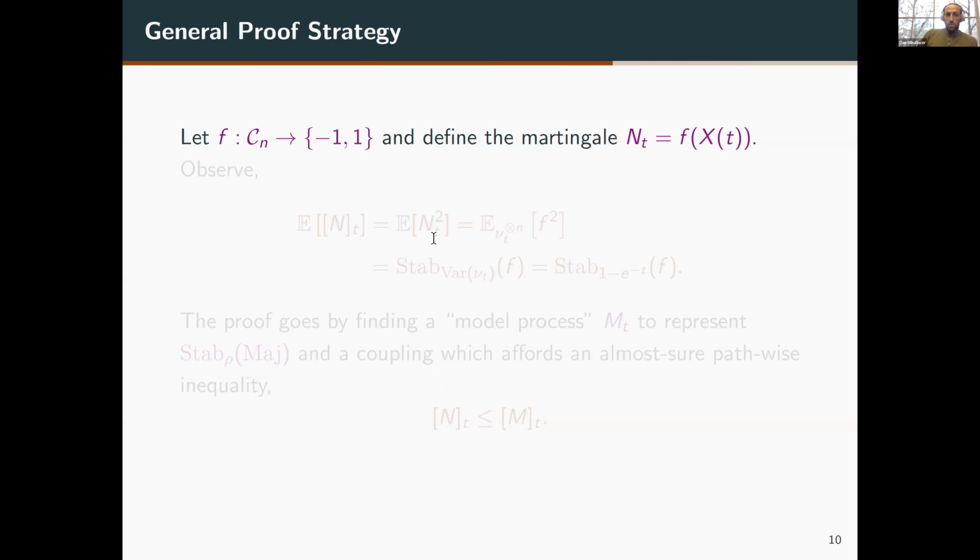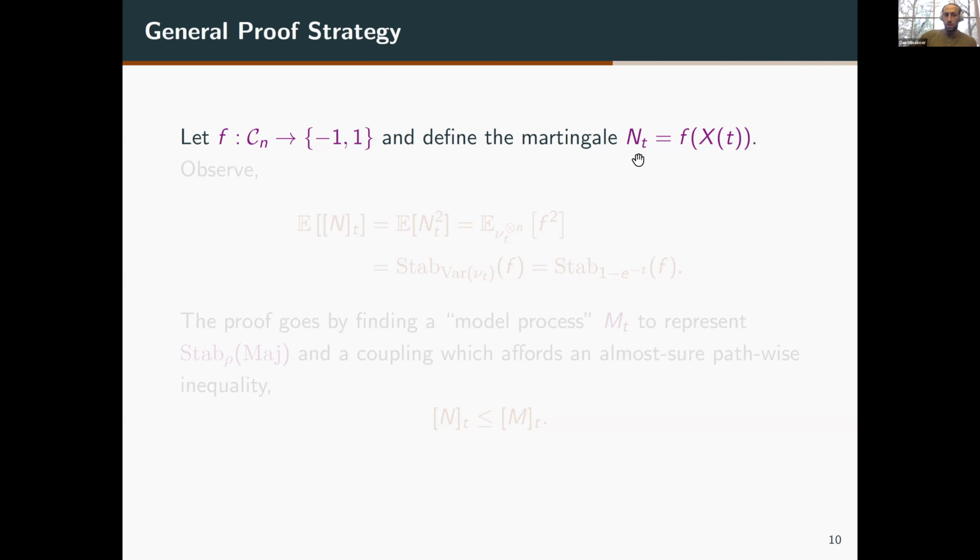So what we do with this process, for a given Boolean function, we define the following process. Apply f to Xt. This is a real valued process now. X is a martingale. f is a harmonic extension now of a Boolean function, so it is a harmonic function. And a harmonic function of a martingale is also a martingale, right?